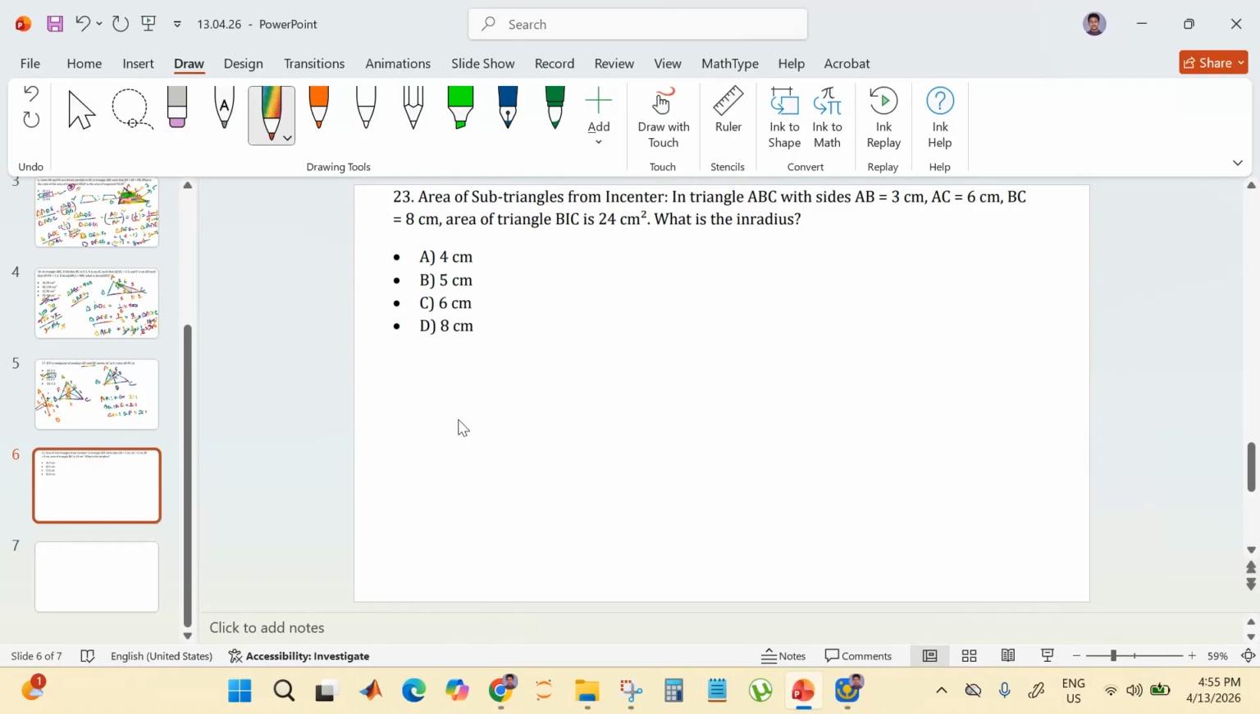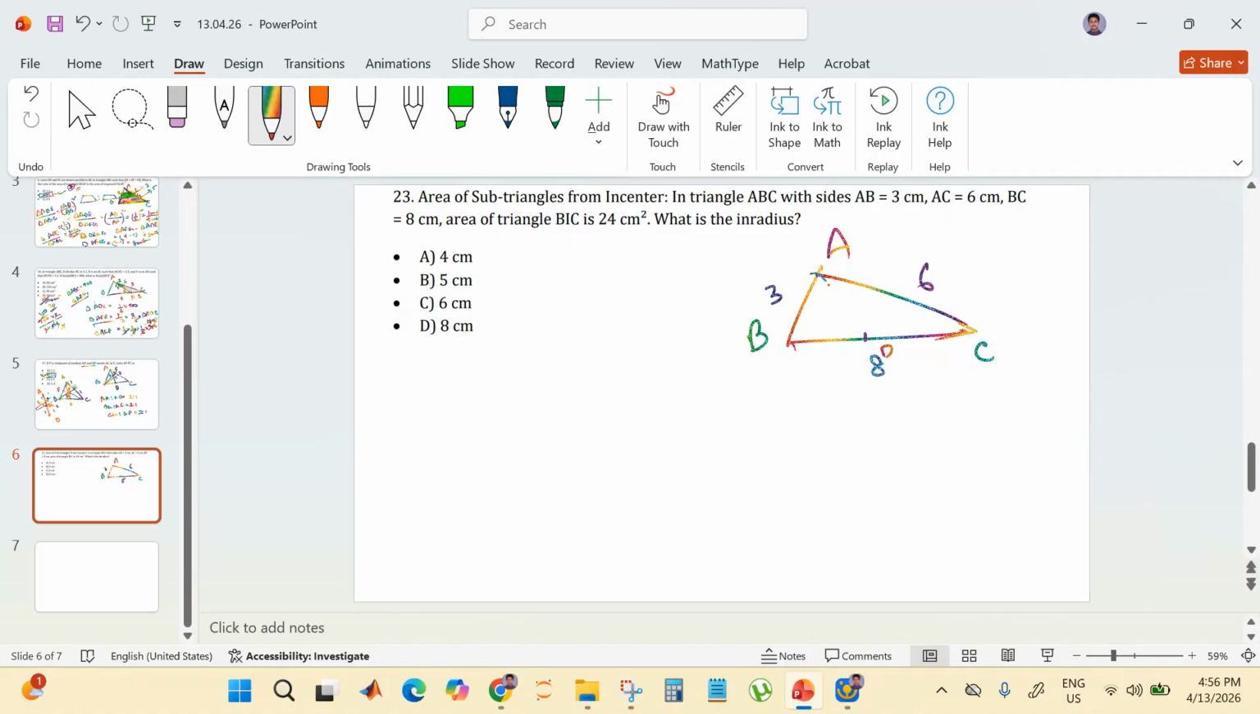Okay, area of the subtriangles from the incenter in triangle ABC. In triangle ABC, AB equals 3 centimeter, AC equals 6 centimeter, BC equals 8 centimeter. Area of the triangle BIC is 24. Area of the triangle BIC. So I is the incenter. Okay.